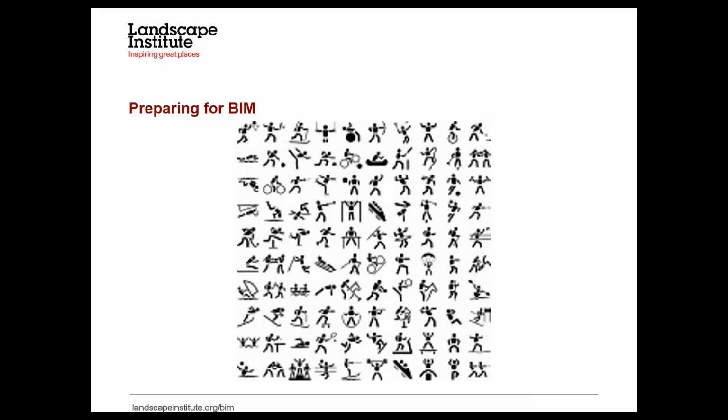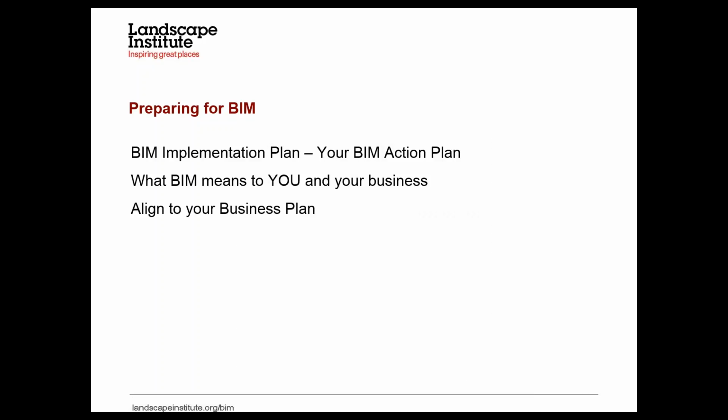And your engagement will be different depending on your relationship with the client, the nature of the project, what you can deliver, and what you want to deliver. Because it's all about that. Preparing for BIM is all about what you can deliver and what the project needs. So there's two key elements to that. One is understanding your own BIM strategy. So think about your BIM implementation plan. What does BIM mean to you? What do you want it to mean to you? What do you want to deliver to your client?